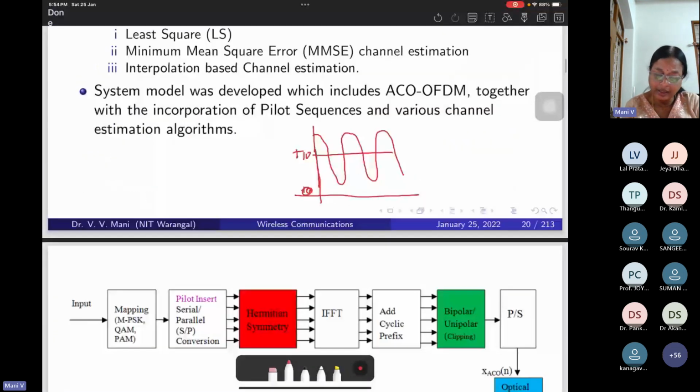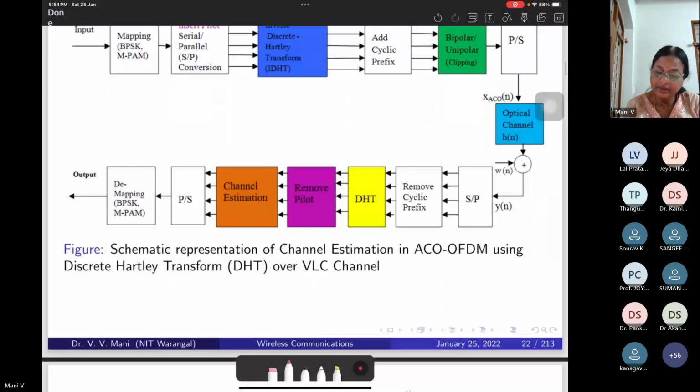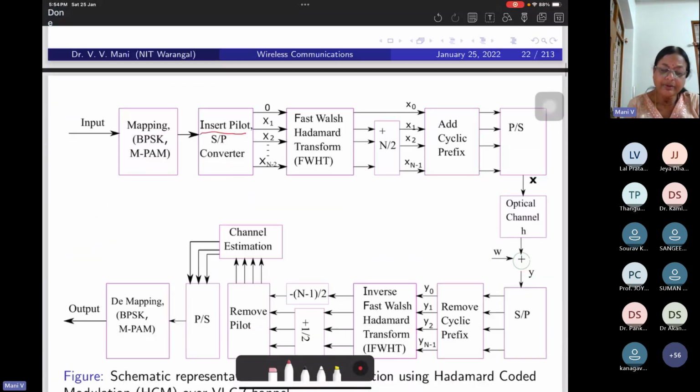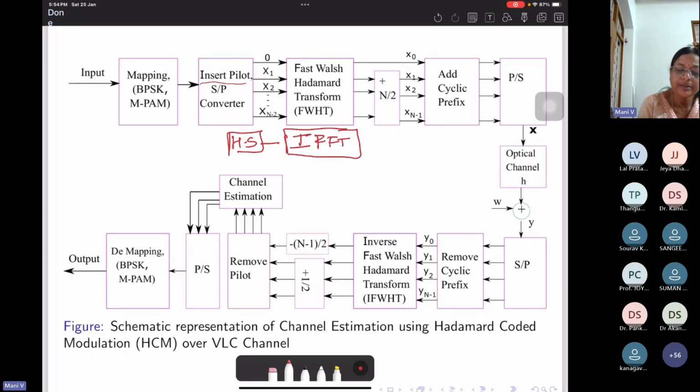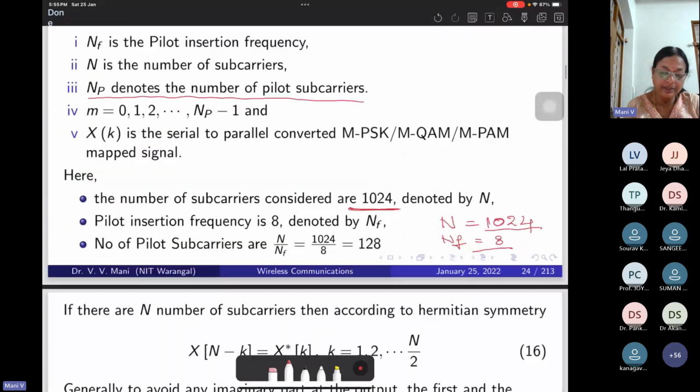I think asymmetrically, I'll explain in some part, not mentioned here. So here what we have done, even a fast Walsh-Hadamard transform is used in place of your IFFT block directly. Earlier we used Hermitian symmetry and an IFFT block, right? So here, Hermitian symmetry block followed by IFFT block. In this case, without using the Hermitian symmetry and IFFT block, an FWHT block, a fast Walsh-Hadamard transform coded system is added, and we have done some work on this.